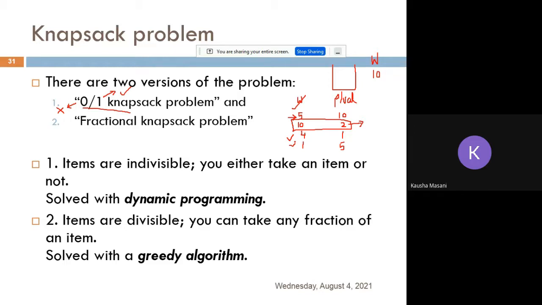And what is the profit value I'm getting? 10 plus 5 plus 1. So that is 16. Right? So obviously I am going to go with 5, 4, 1. Understood? You cannot bifurcate these weights. You simply pick up the whole thing or you don't pick up anything. Got that? Online students?